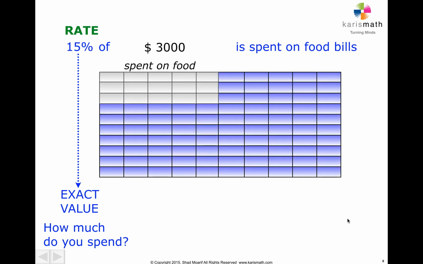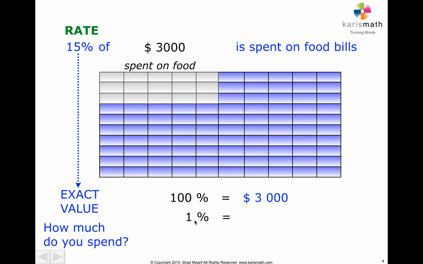Okay, we know that. And that's the amount spent on food. So 100%, which is the total amount, is the same as $3,000, right? That means all of this, which is 100%, 100 out of 100, is $3,000. That's your salary. That's your income.